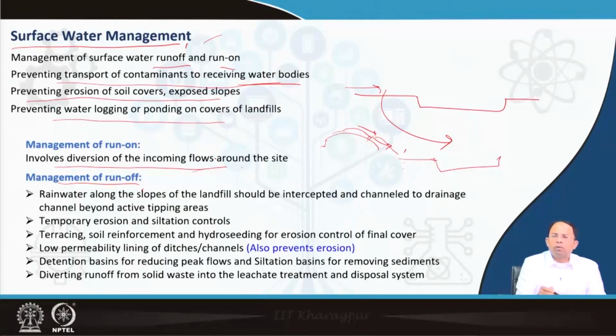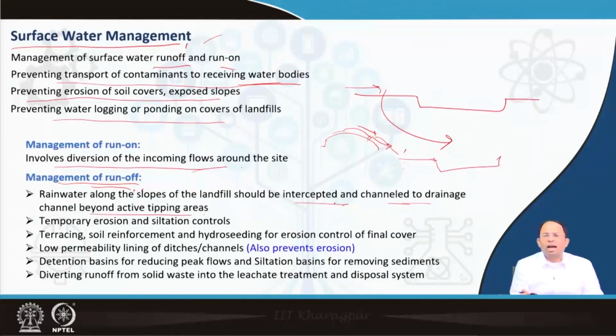First of all, we will prevent water from flowing onto the site, but the water that falls on the site, we have to take care of that, of course. So that is how we manage the runoff. The rainwater along the slopes of the landfill should be intercepted and channeled to a drainage channel beyond the active tipping areas. That means we should make sure the water falling on the landfill is not flowing uncontrolled. It should be intercepted at certain distances using some drainage system.